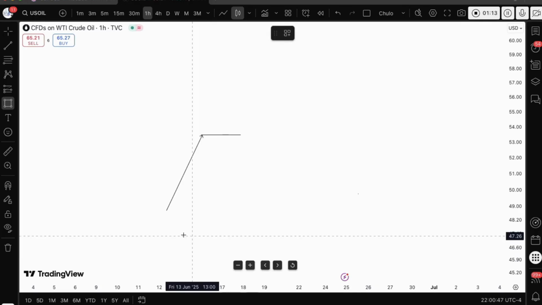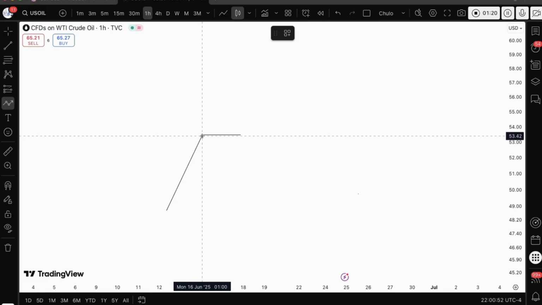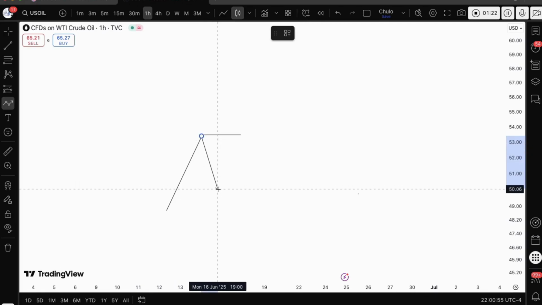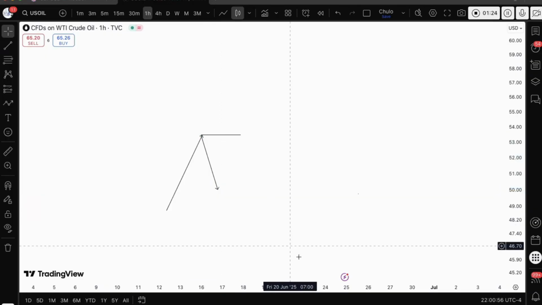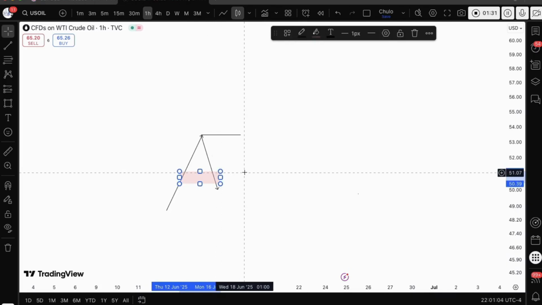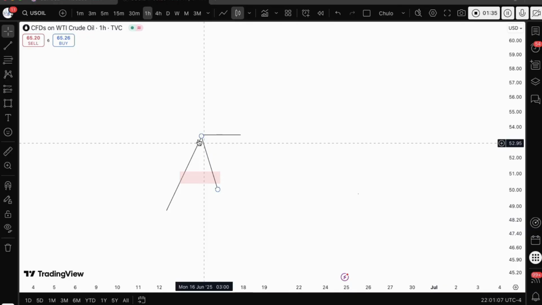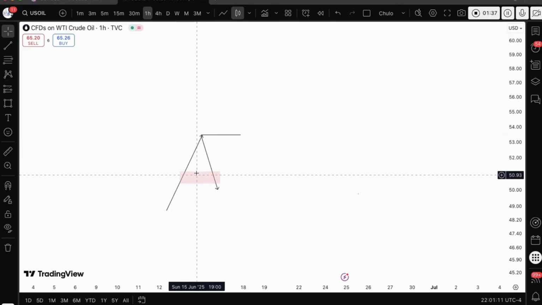For every impulsive movement, there should be a correction. So price drops down to give us a higher low. Now, market makers will leave an imbalance. That imbalance or fair value gap is what we call internal range liquidity. They need to come and balance this gap here before continuing the up movement. So this fair value gap is our internal range liquidity.